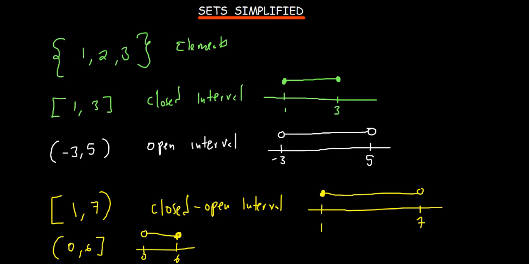Yes. So if it is like this, then it is not included, alright? So you are talking about all the numbers from negative 3 to 5, but you are not including negative 3 and you are not including 5. Yes, exactly.